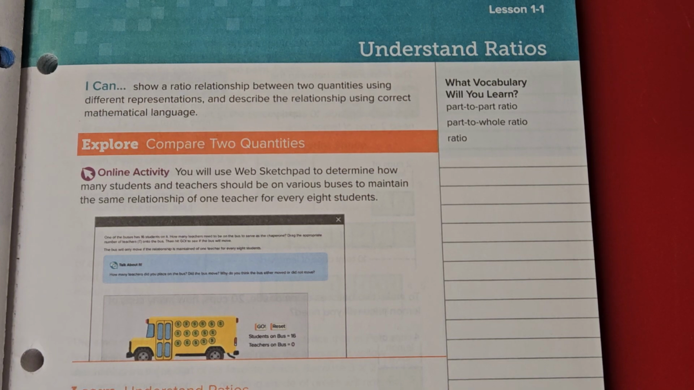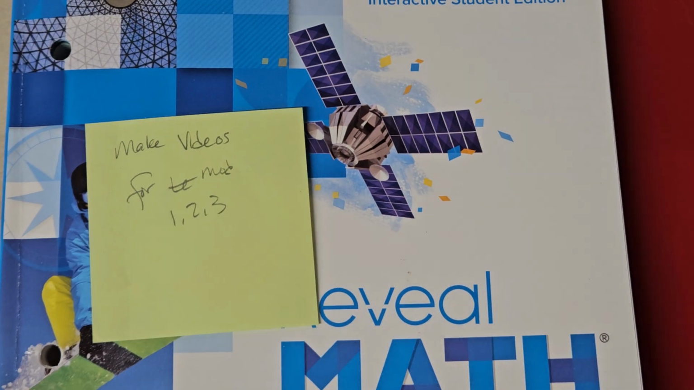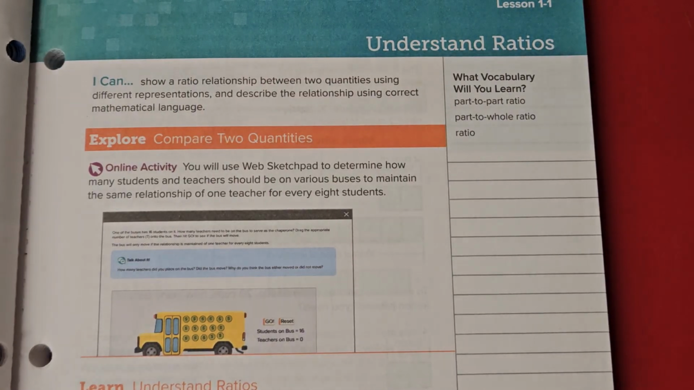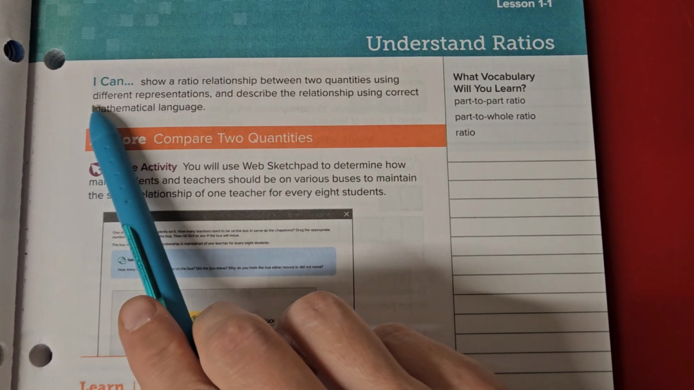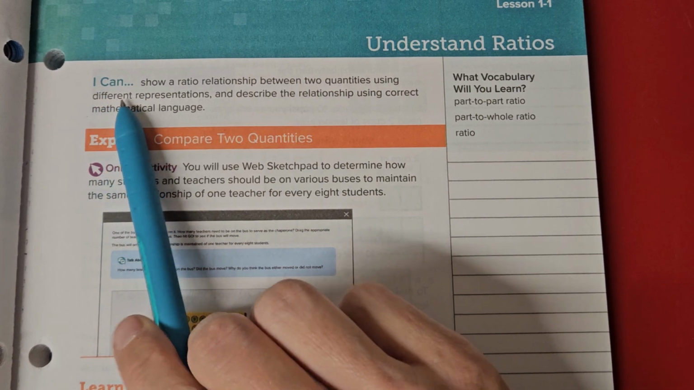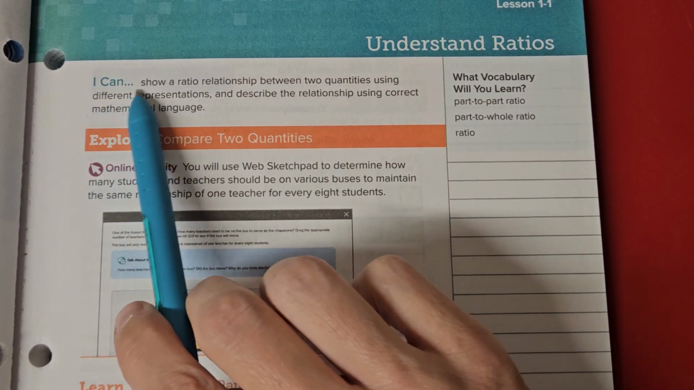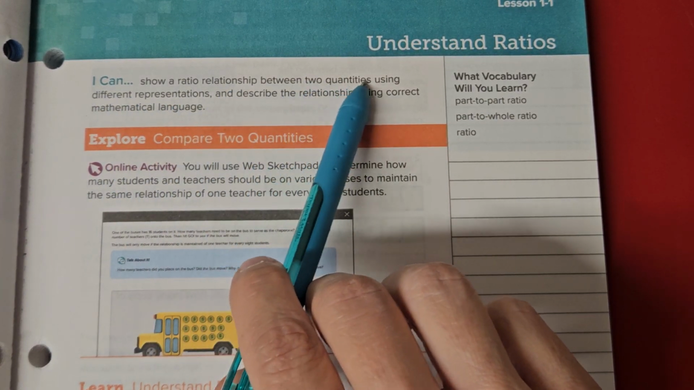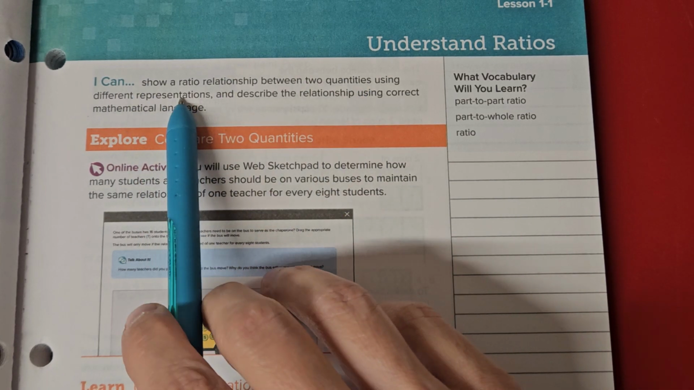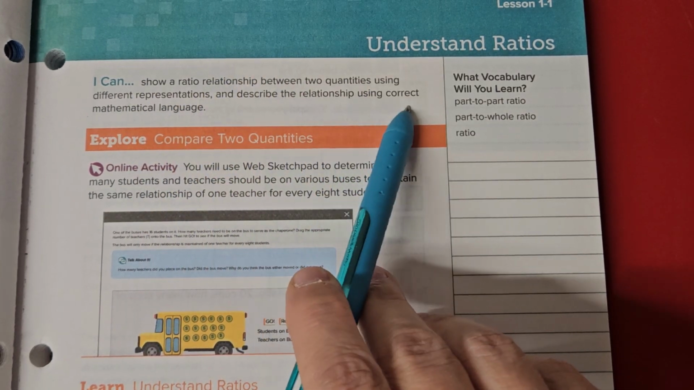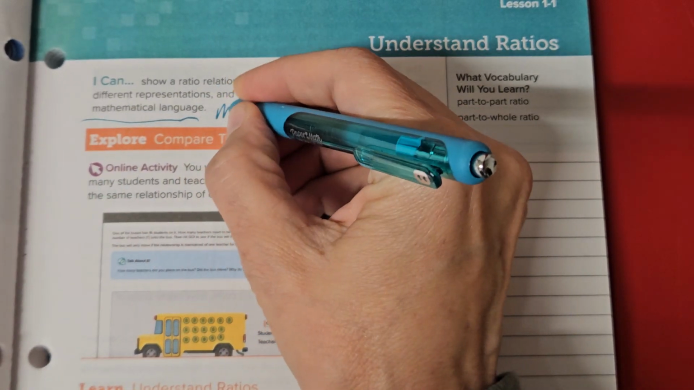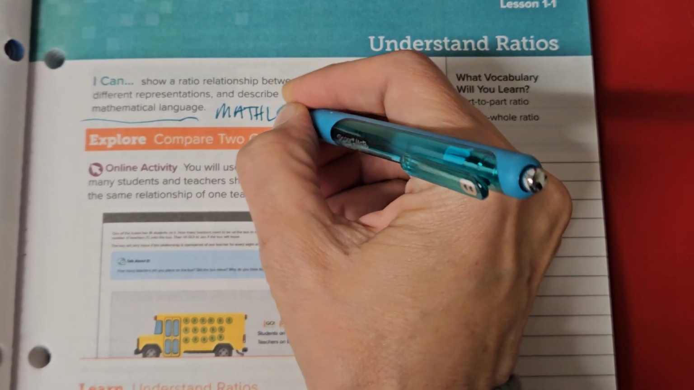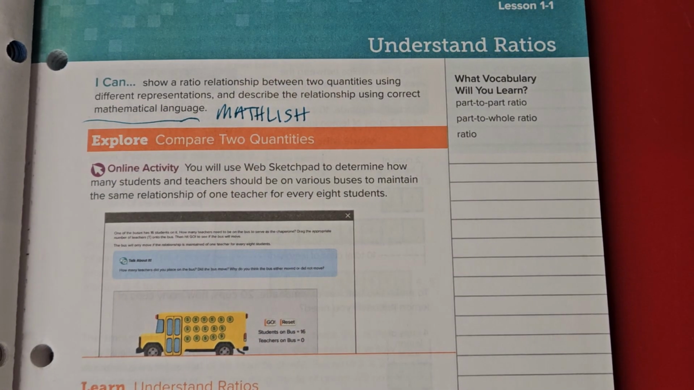Good morning. Lesson 1-1. So this is Reveal Math, Course 1, Volume 1, which just means the first part of 6th grade. Our I can statement will be at the beginning of all our lessons. I can show a ratio relationship between two quantities using different representations and describe the relationship using correct mathematical language. Mathematical language we like to call mathlish.